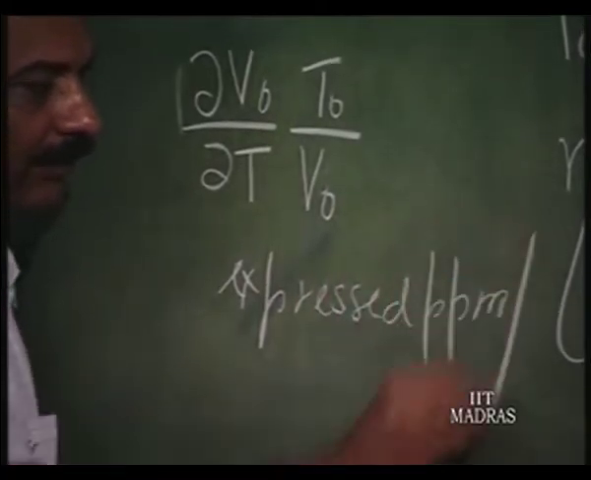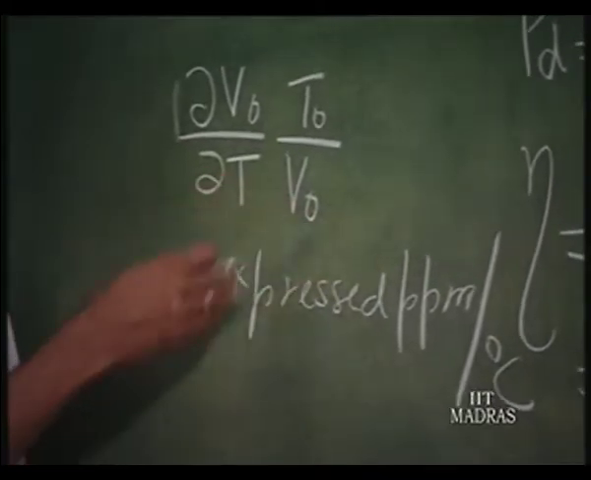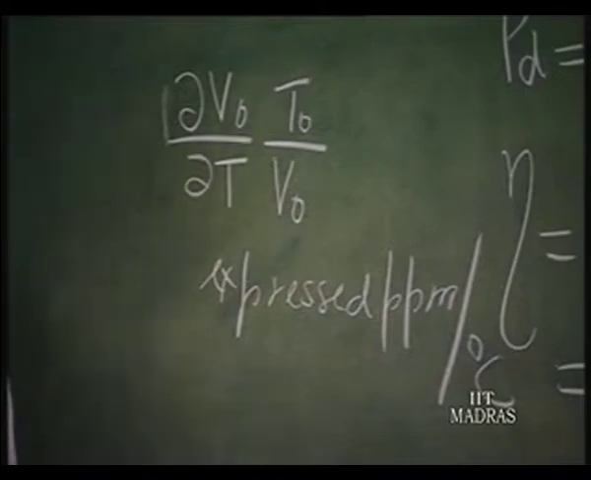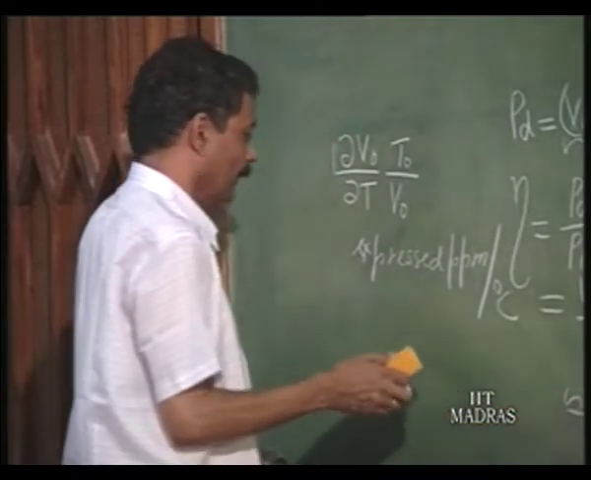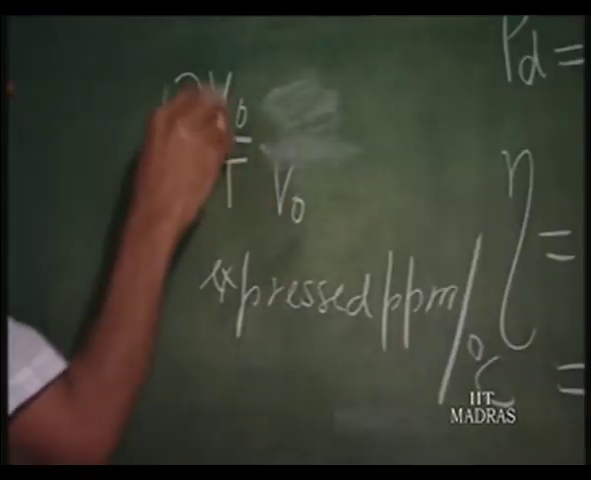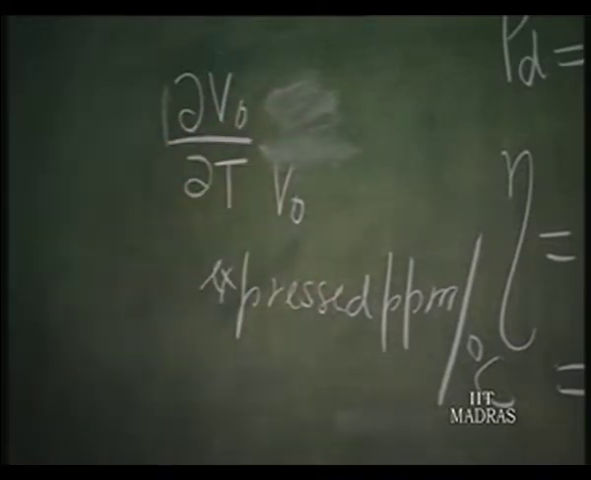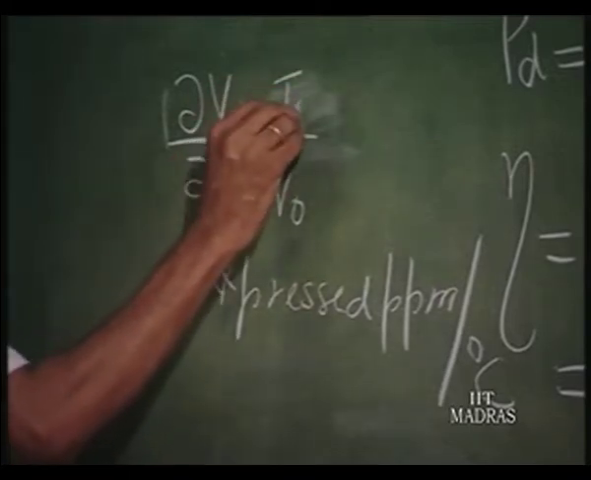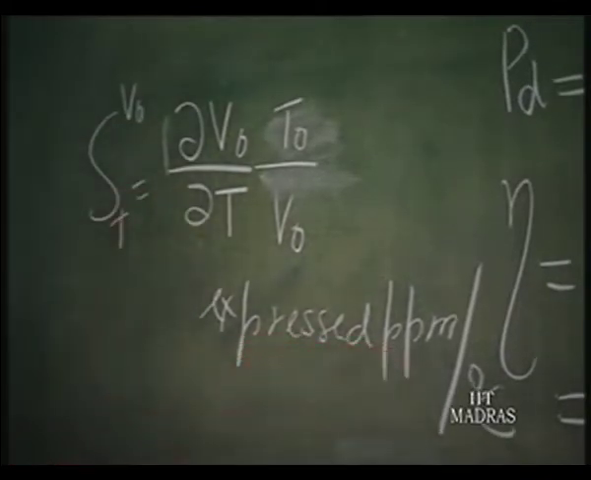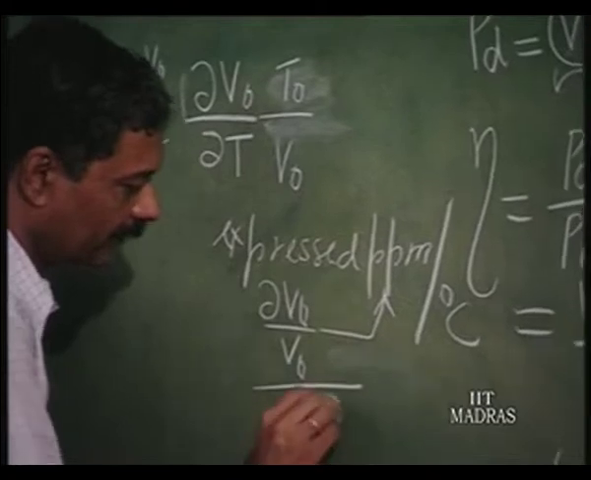Parts per million per degree centigrade, because delta V naught by V naught is a ratio. Convert it into how many parts per million it will change for 1 degree change in temperature, right. So, delta V naught by V naught is the parts per million change per degree centigrade. This is what is called the sensitivity of the voltage with respect to temperature. We want this ratio, delta V naught by V naught, expressed as parts per million per degree centigrade, for delta T.